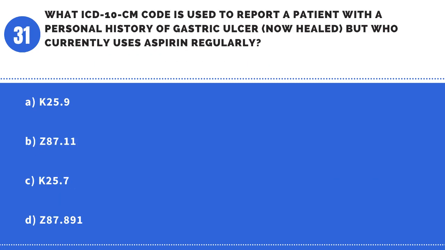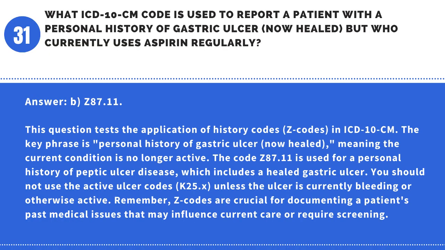Question 31. What ICD-10-CM code is used to report a patient with a personal history of gastric ulcer, now healed, but who currently uses aspirin regularly? A. K25.9. B. Z87.11. C. K25.7. D. Z87.891. Answer B.